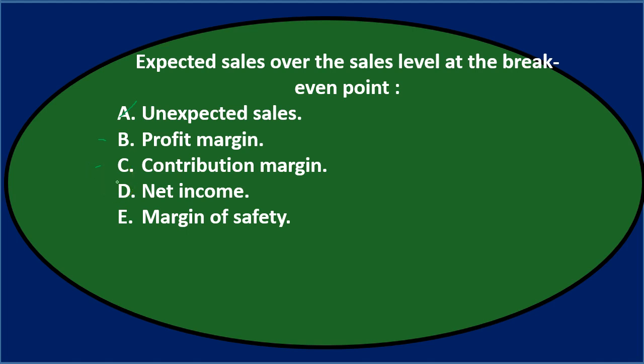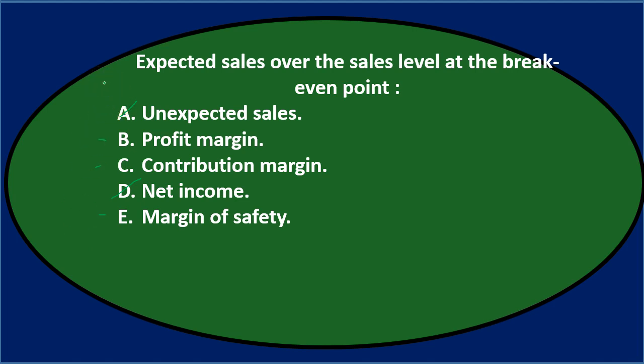D says net income. Now, net income is going to be the bottom line number. We're talking about sales or revenue, the top line number; net income, the bottom line number. So I don't think it's going to be D. And then E says the margin of safety. That's another term that sounds familiar, so we'll keep that for now. We'll keep B, C, and E and see what else we have.